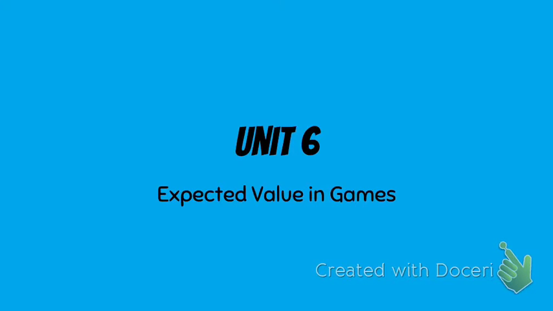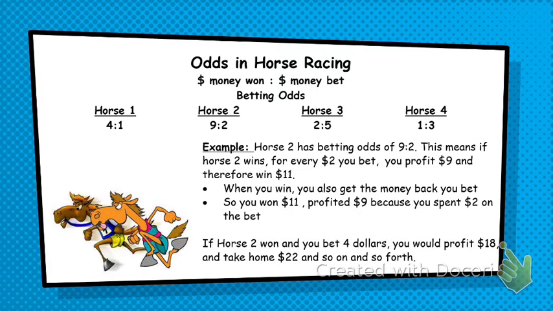All right, this is the last day of Unit 6 where we're going to talk about expected value in games, and we're going to start off looking at how horse racing and bets and odds and stuff like that are calculated and how you can figure out how much money you bet based off of how much money you win. So this is how it works.